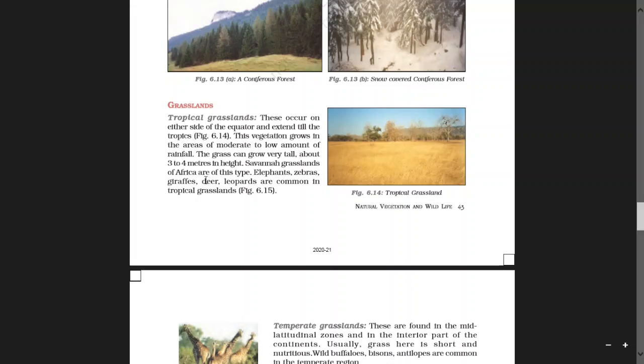Savanna grasslands of Africa are of this type. Elephants, zebras, giraffes, deer, and leopards are common in tropical grasslands. These are the different species of wild animals found in tropical grasslands.